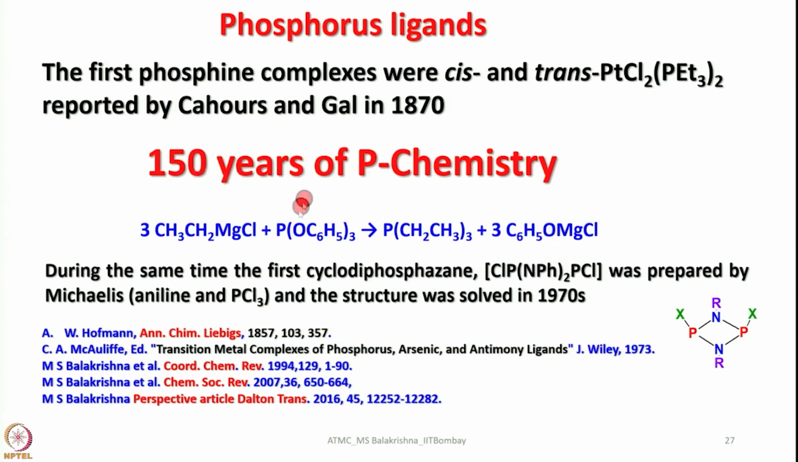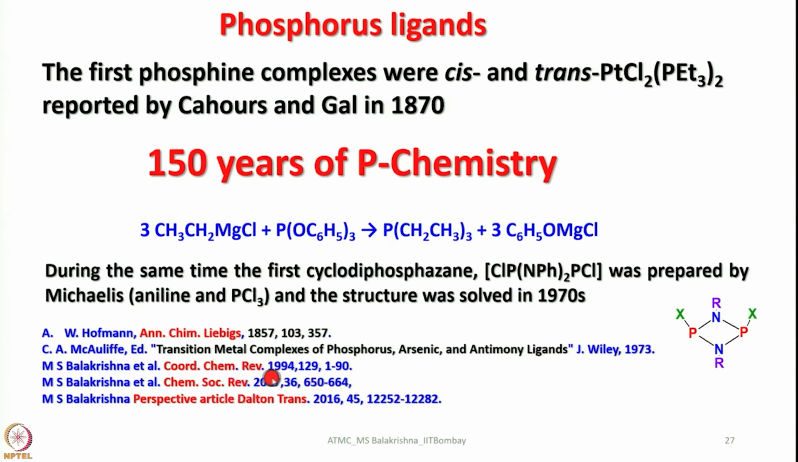And of course, during the same time, the first cyclodiphosphazane like this, a saturated 4-membered ring having alternate phosphorus and nitrogen atoms with phosphorus in trivalent state. Since phosphorus is in trivalent state, it has a pair of electrons, so one can use this as a ligand. The first compound was prepared in 1857, however, the structure of this ligand itself was solved only in 1970s. And you can see important review articles.